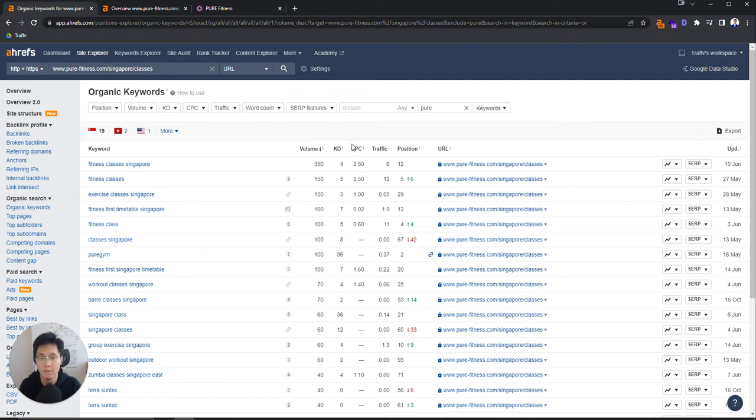Alternatively, what happens is, let's say this cost per click is at 0 and this cost per click is at $2.50, then I might go for this keyword instead.